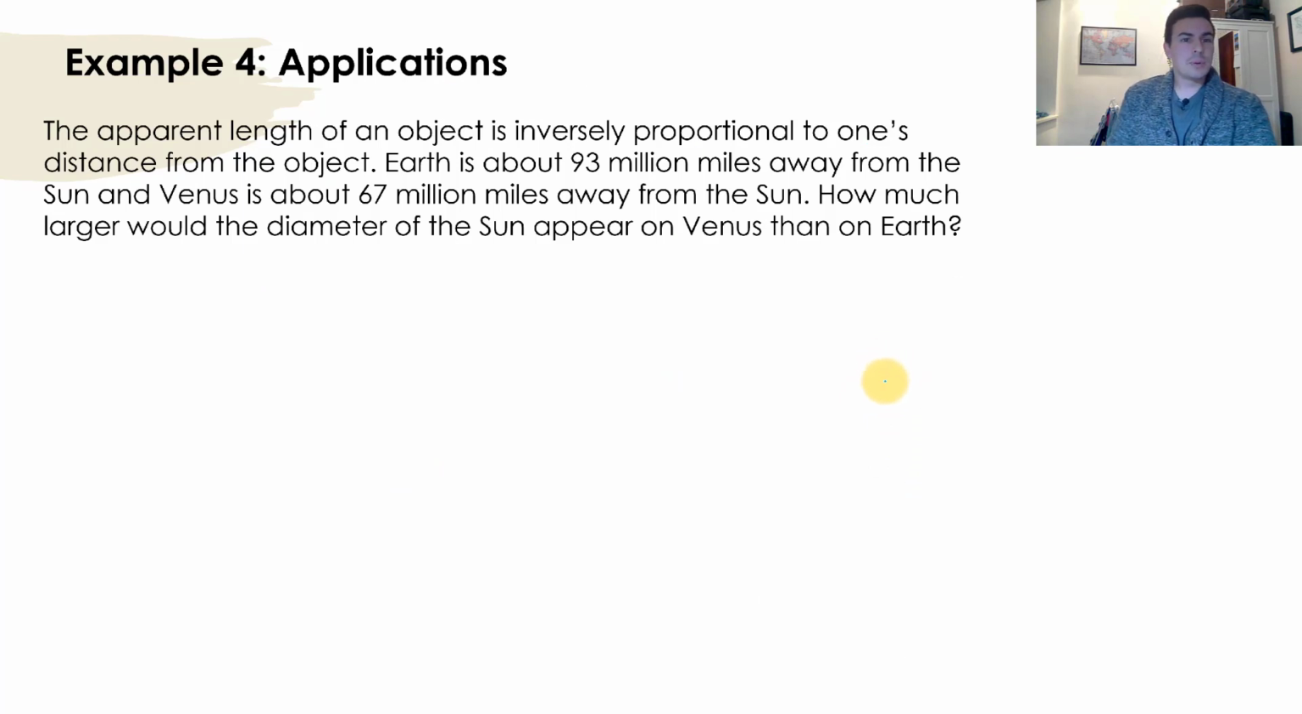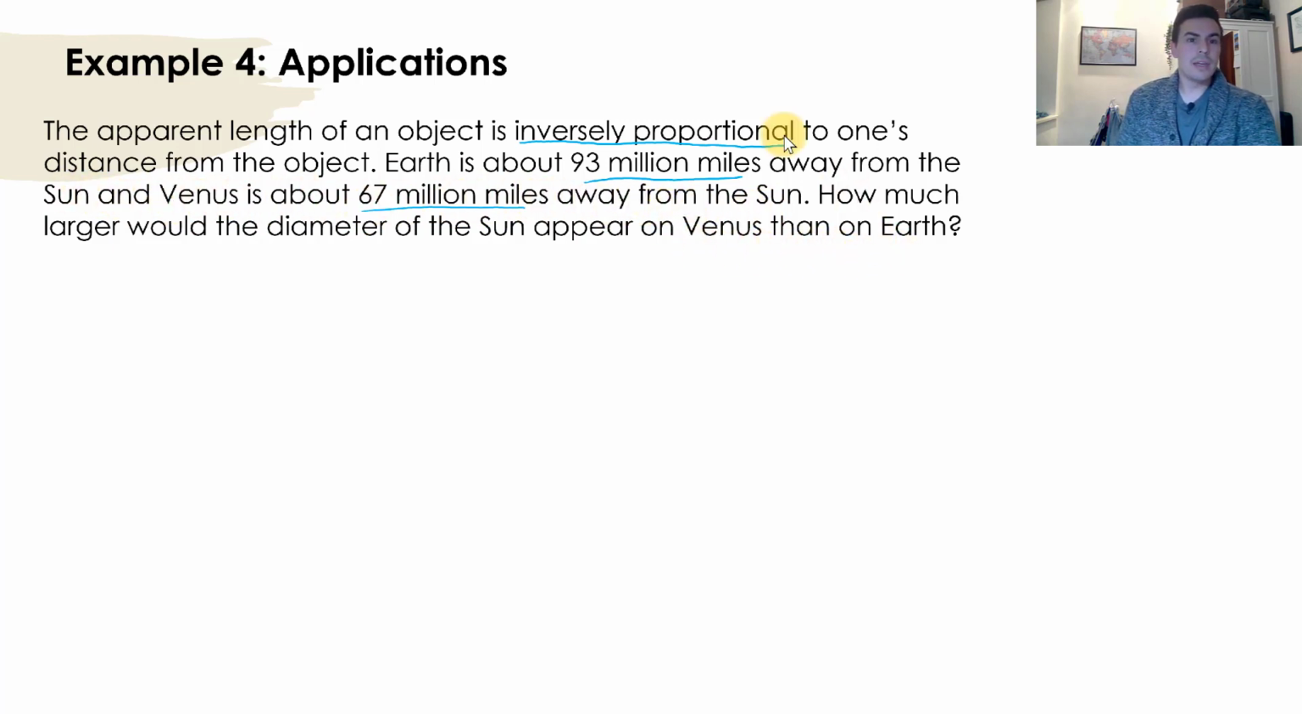All right, last example, we're going to apply all of these concepts in a real world example. If the apparent length of an object is inversely proportional to one's distance from the object, Earth is about 93 million miles away from the sun, and Venus is about 67 million miles away from the sun. How much larger would the diameter of the sun appear on Venus than on Earth?